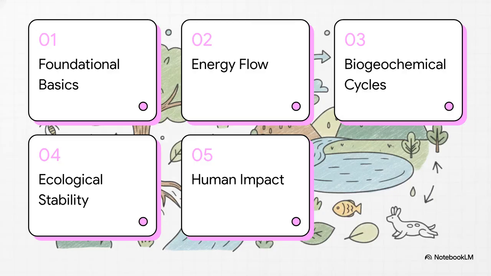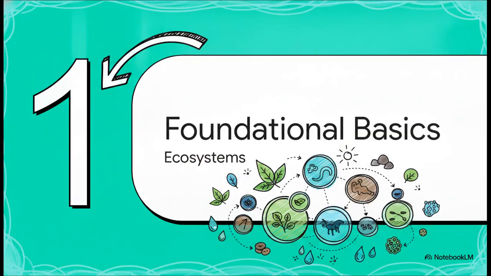Here's a quick roadmap for this explainer. First, ecosystems foundational basics. Second, energy flow and productivity. Third, essential biogeochemical cycles. Fourth, ecological stability and succession. And finally, number 5, human impact and rapid revision. Okay, let's dive right into this.